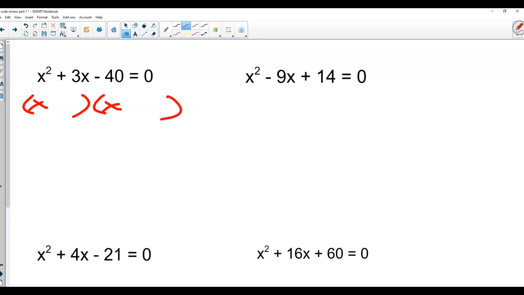constant can add up to the middle term. So your constant factors are 1 and 40, 2 and 20, 4 and 10, and 5 and 8. My advice is if you're not sure where to start, always start with the middle ones.